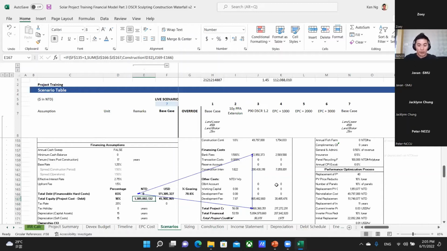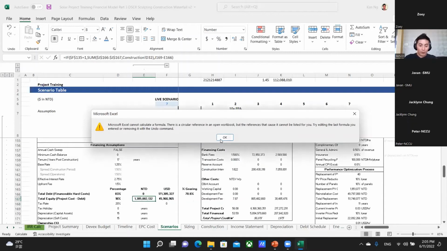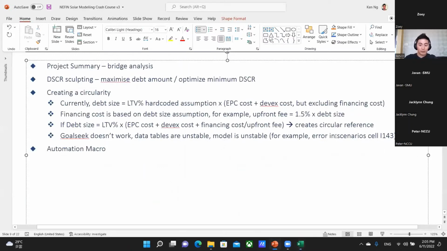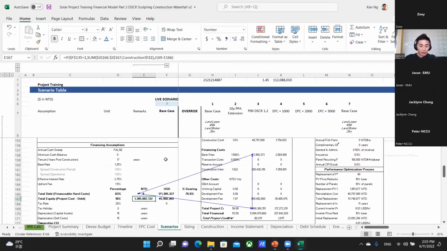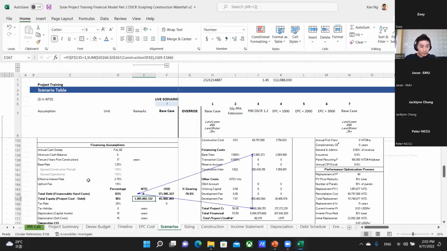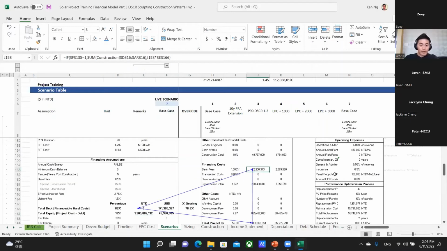So this is a major no-no, right? So this is a big problem, right? And one of the reasons why you do not want this to happen in your model, right? It's because it makes it unstable. So for example, if you go to scenario cell 143, let's say over here we're making a mistake and we actually multiply by ABZ or ABD or something, right?